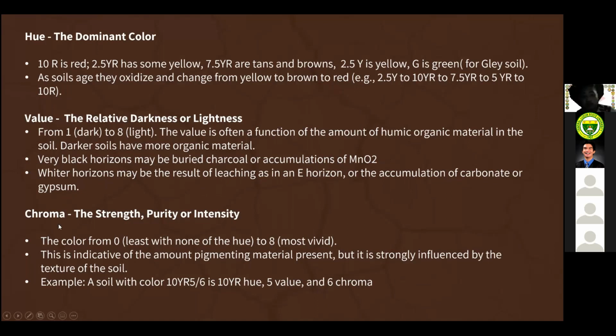Then chroma. Chroma is the strength or the purity or intensity of the hue. The scale goes from 0, which is the least, with none of the hue, to the most vivid or yung most intense na color. This is indicative of the amount of pigmenting material present, but it is strongly influenced by the texture of the soil. Example, a soil color of 10YR 5/6. So 10YR is the hue, 5 is the value, and 6 is the chroma. So that's just another example.